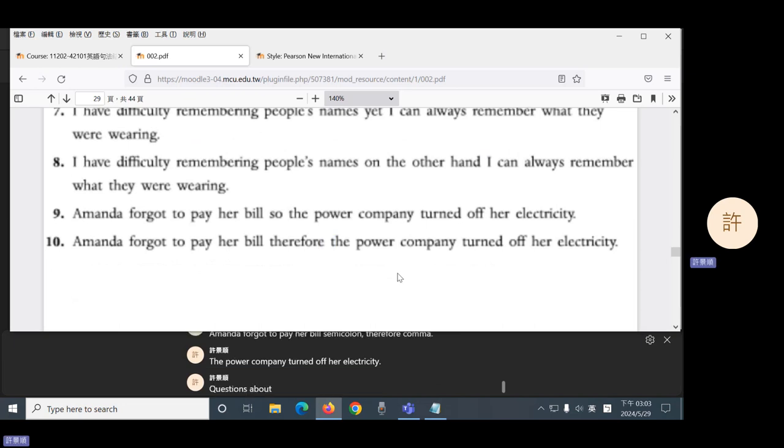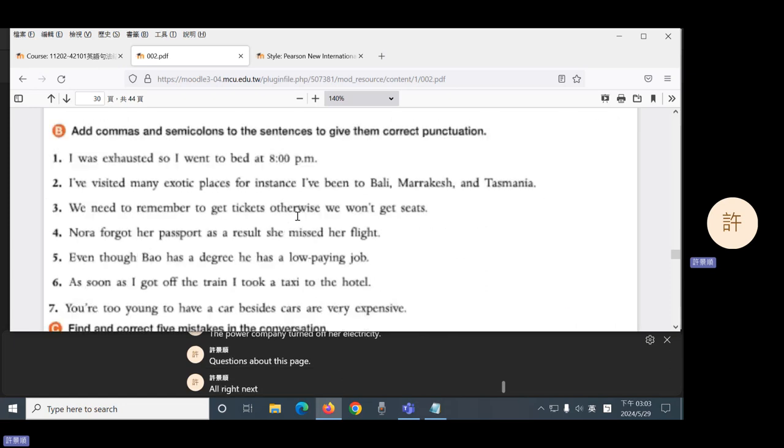Questions about this page? All right, next page, 28. One, I was exhausted, comma, so I went to bed at 8 p.m.